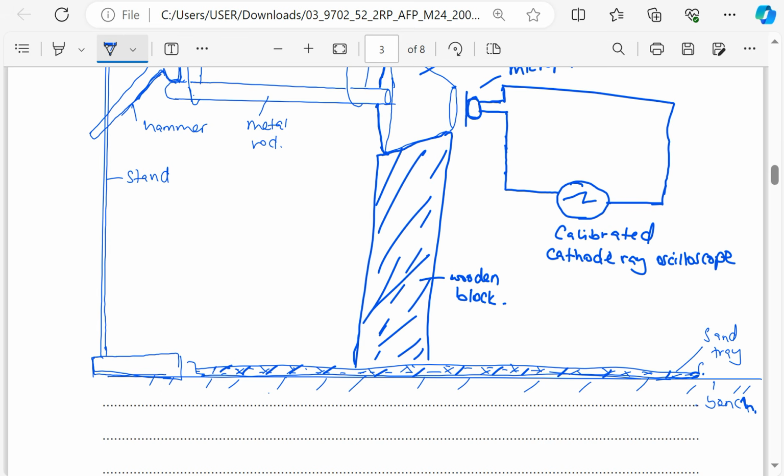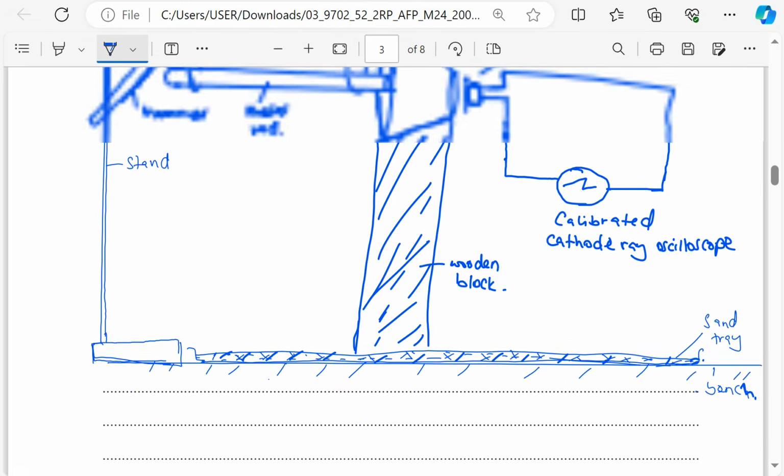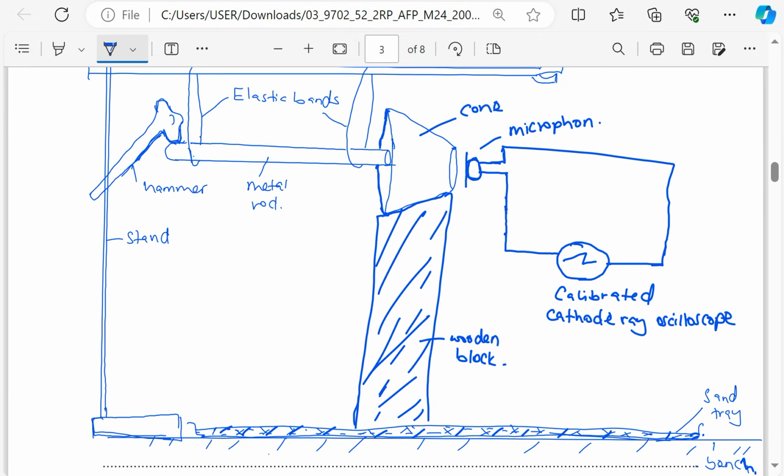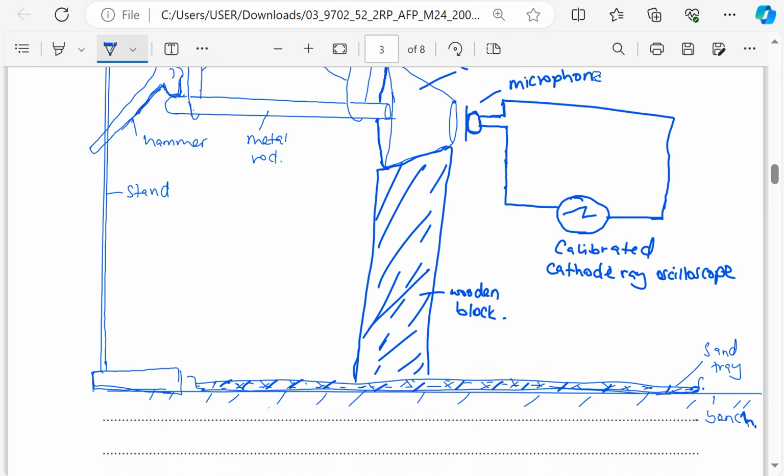So I will now just write the essay here. I think for the essay I can reduce the thickness. So the diagram looks like that. I've supported the rod with elastic bands. You could use strings. One end is where we have the hammer, the other end is where we have the microphone. Okay, there's a sand tray here just in case the metal rod rolls off. This is just for safety.